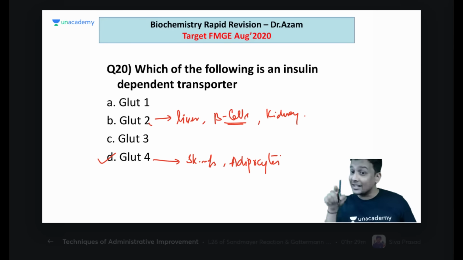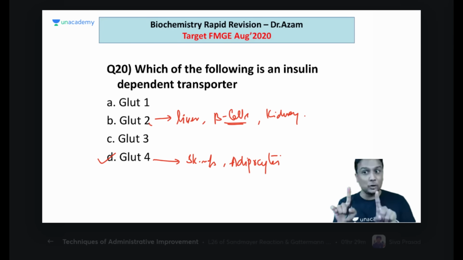So GLUT2 is on the beta cell. Beta cells will secrete insulin, and for that it is needed. So don't get confused between these two in the question. Farooq has raised a very good question right now, guys. I repeat again: insulin dependent, GLUT4, and insulin secretion, which one is required, guys? The GLUT2. GLUT2, guys. Lovely.